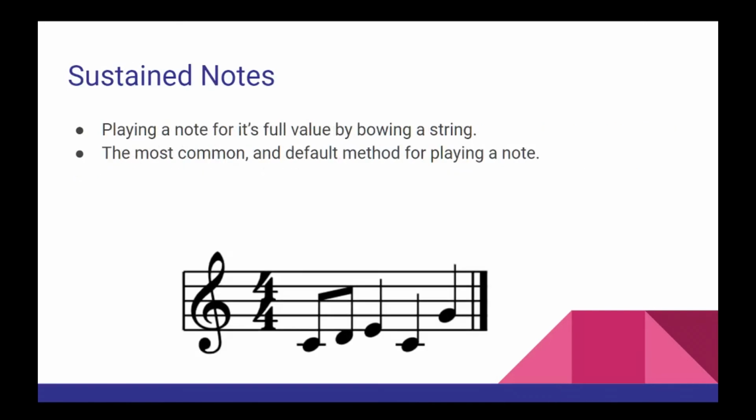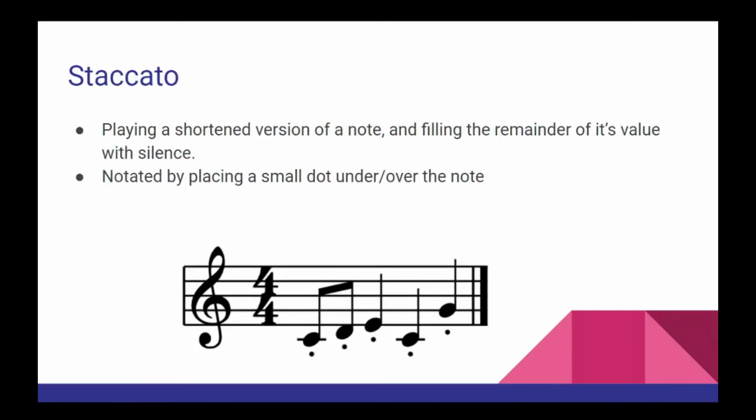Once again, arguably the most common technique you'll come across will be sustained notes. This is the default method for playing a note and simply consists of playing any given note for its entire written length. Next up, we've got staccato, which is kind of like the opposite of sustained notes. Staccato notes are quick and short. They're notated with a small dot over or under a note and are typically translated as play a shortened version of this note and fill the remaining note value with silence.